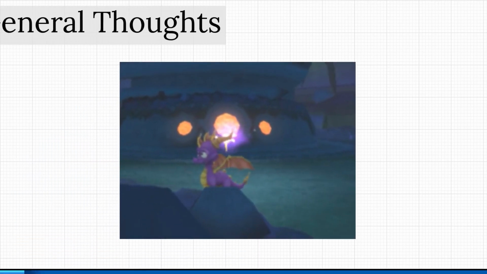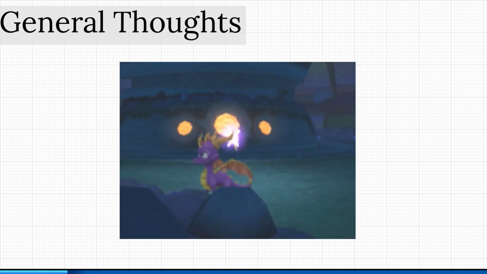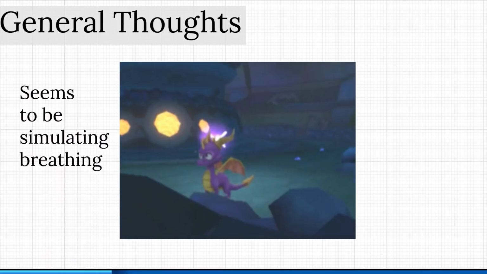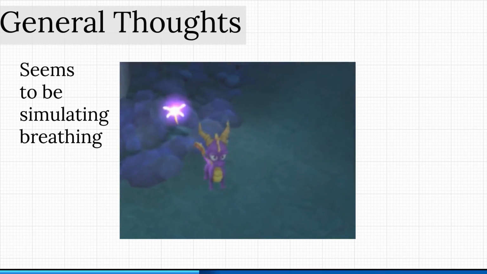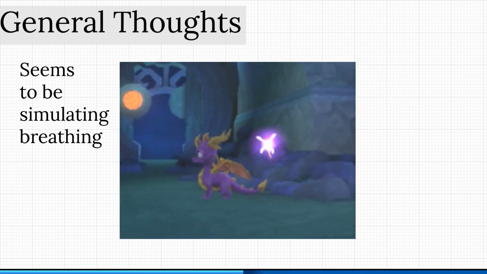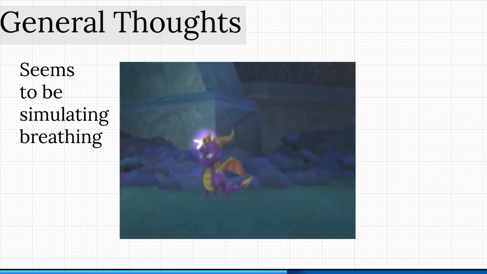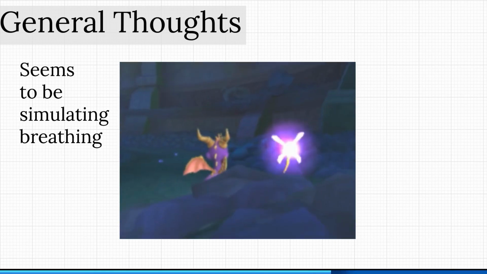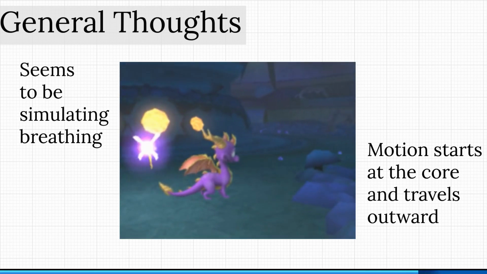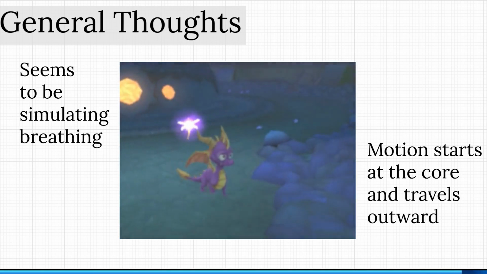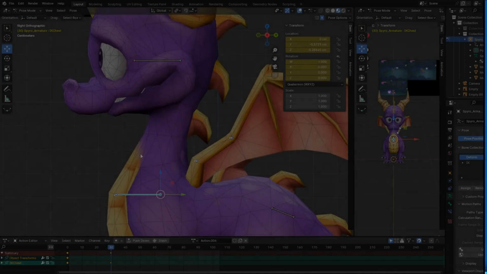As I understand it, Spyro's idle animation here seems to be simulating breathing, but I can't say what intentions the animators had as they were building this animation. Anyway, the majority of the motion in his core appears to be coming from his chest. It follows a simple circular path, and it starts and stops in the same area, creating a loop.